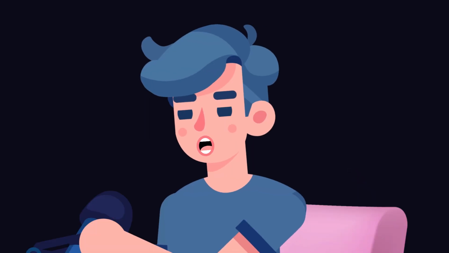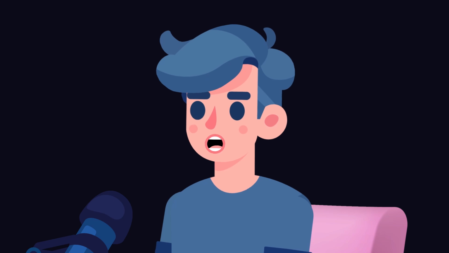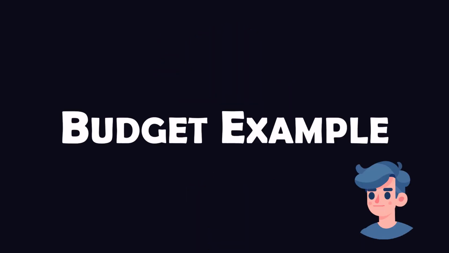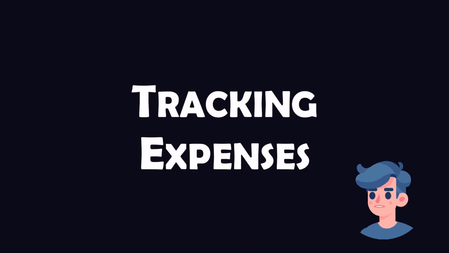A budget is a financial plan that tracks your income and expenses, helping you to manage your money effectively. Let's look at an example. Suppose you earn $3,000 per month. You decide to allocate your income as follows: 30% for housing, 15% for transportation, 20% for savings, and 35% for other expenses. Tracking your expenses is key.